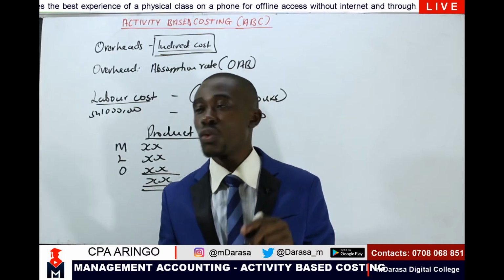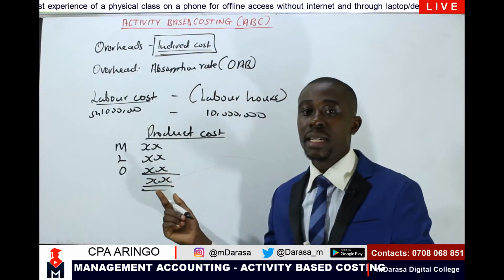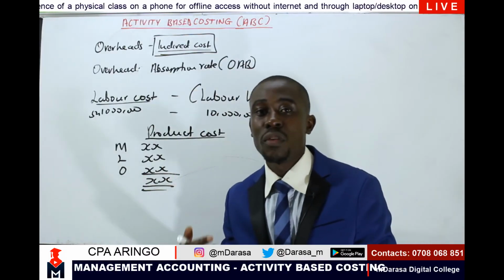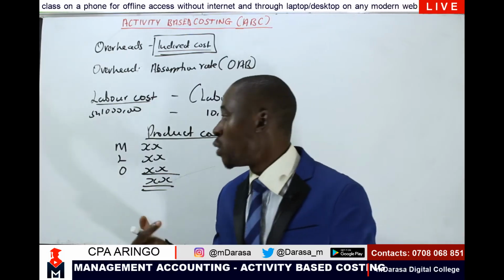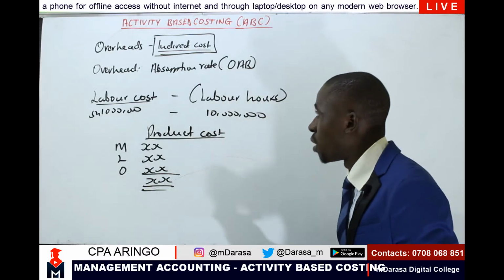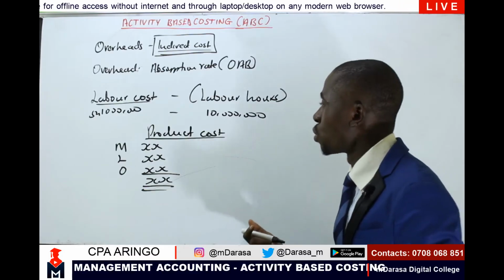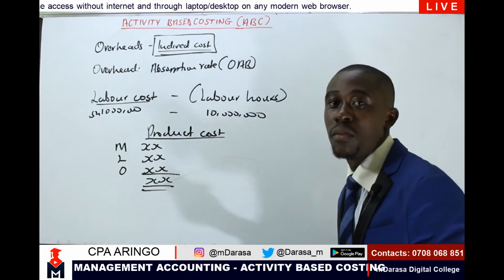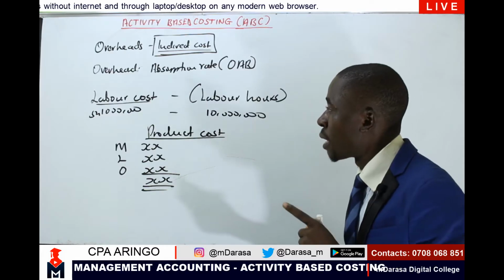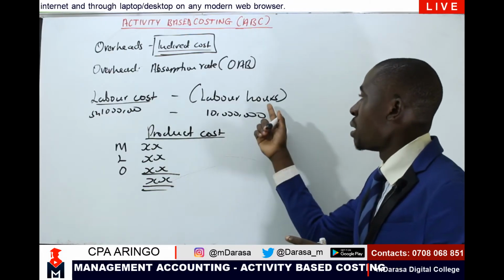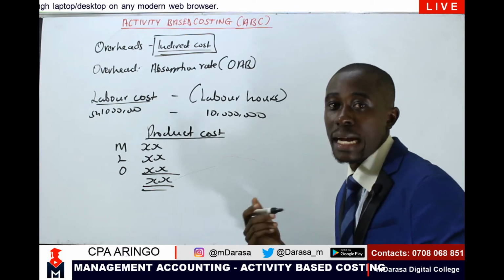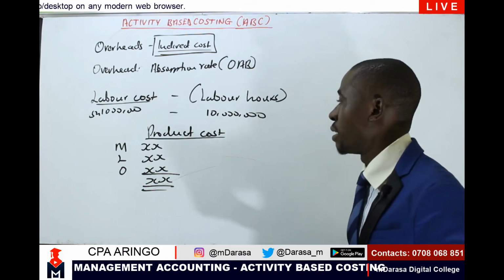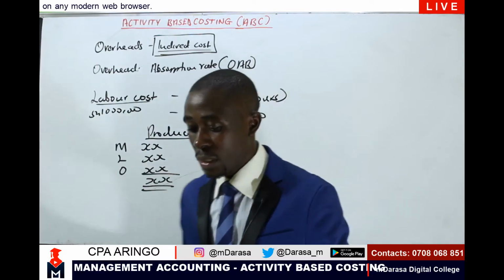So basically, that's why we are talking of ABC. This is not a traditional method of allocating our overheads, but instead we are dealing with a new method of allocating our overheads, known as ABC. So the key difference is that for traditional, we are using this basis of allocation, whereas for ABC, I'll be using activities. So that is the main difference.